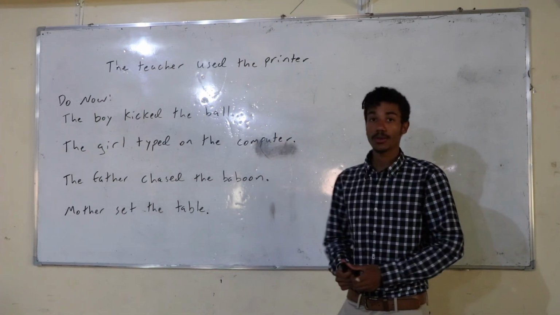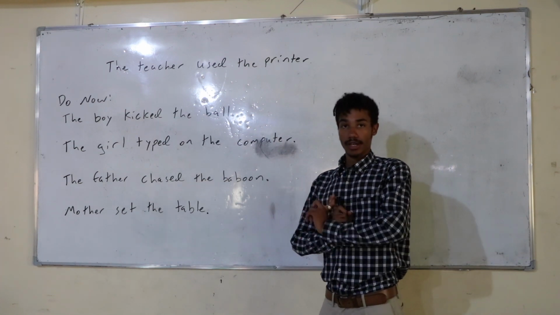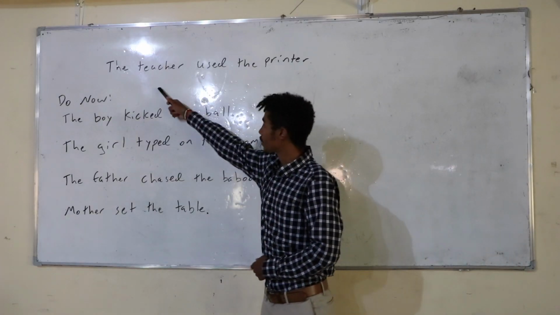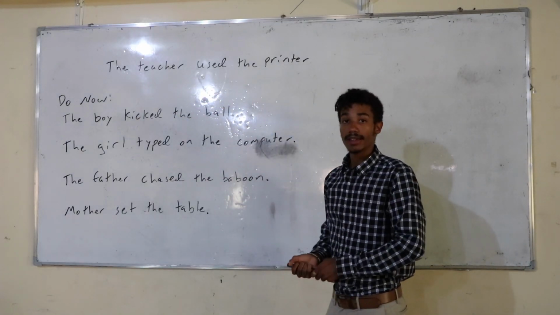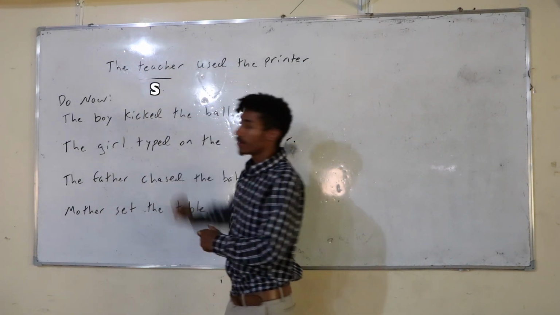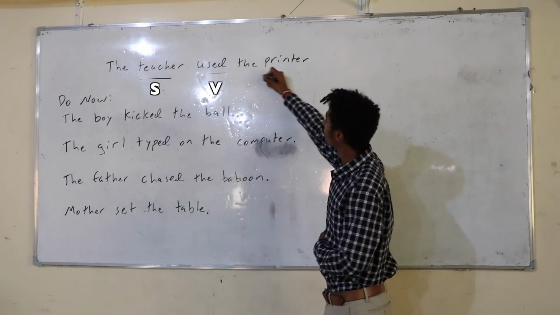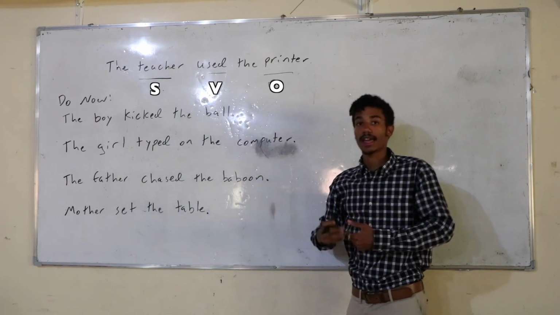Let's start with a review of our basic sentence structure. Each sentence needs a subject, which is the noun that performs the action. The action is another way of saying the verb. And finally, the object is the noun in the sentence that receives the action. For example, the teacher used the printer. In this example, the teacher is the subject, used is the verb that the teacher performs, and the printer is the object that receives the action.